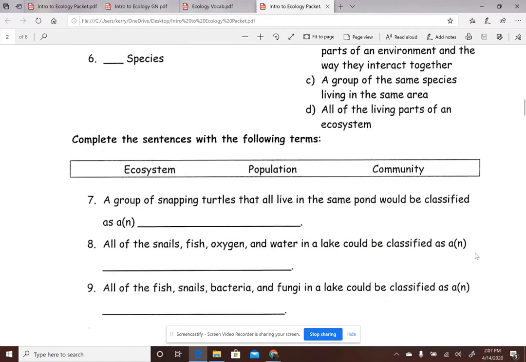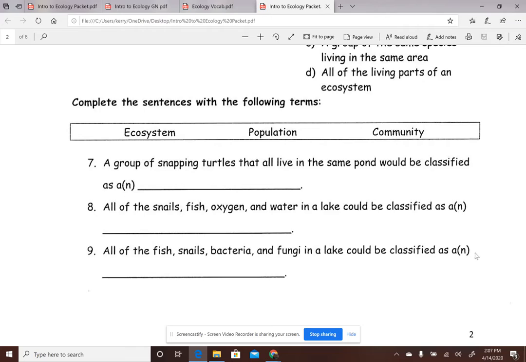Now, again, using that same paragraph, let's complete the sentences with the following terms. You have ecosystem, population, and community for 7, 8, and 9.